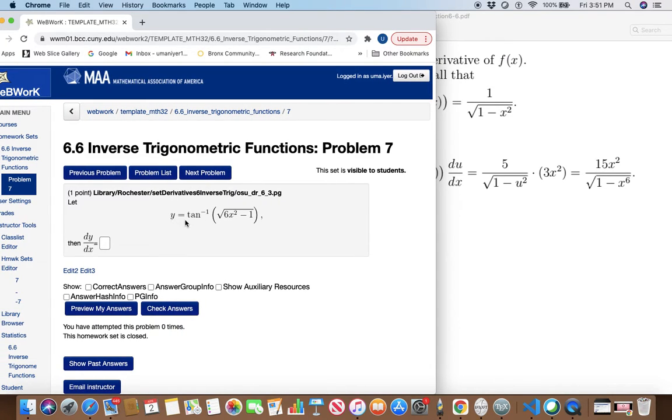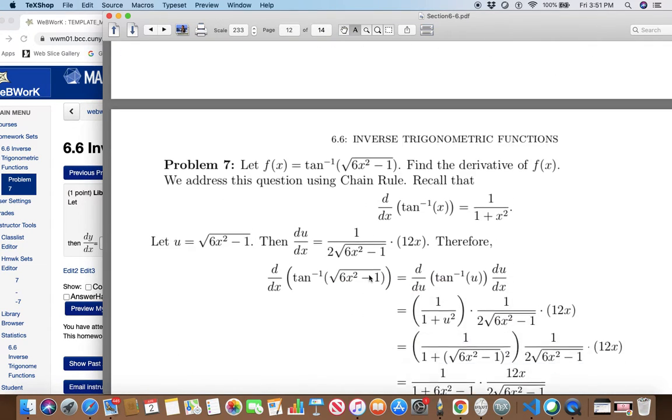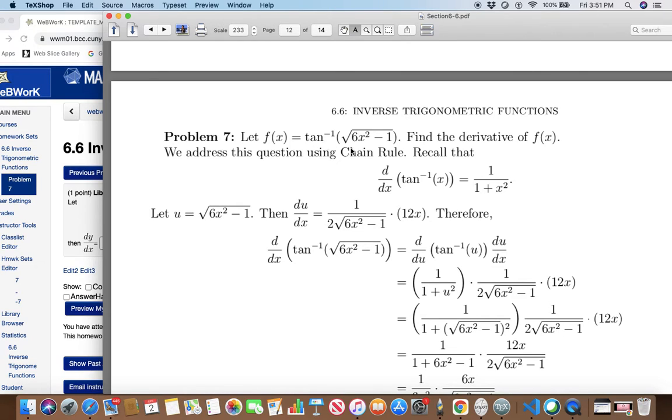Find the derivative of, right? y equals tan inverse of square root 6x squared minus 1. So f(x) is tan inverse of square root 6x squared minus 1. Again, we are going to use chain rule. Recall, derivative of tan inverse is 1 over 1 plus x squared. So, I'm going to call this input argument u. u is square root of 6x squared minus 1.